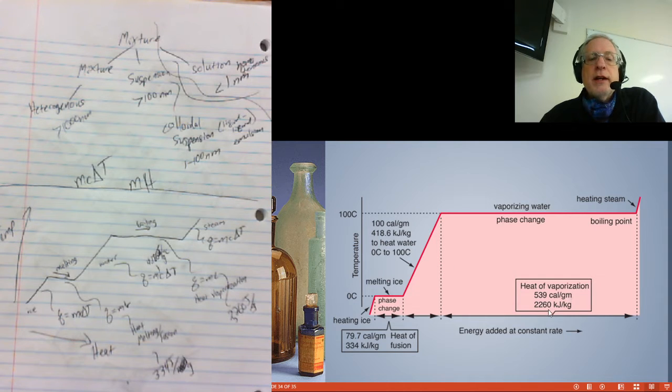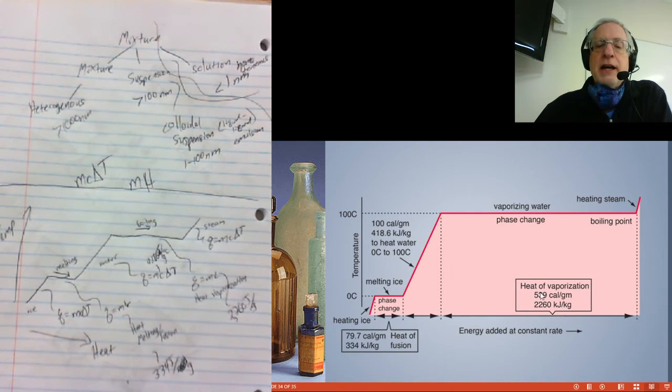Heat of vaporization is very high, 2,260 kilojoules per kilogram or joules per gram. And that's the same as 539 calories per gram. So you can do this in calories or in joules. Point is, it's a lot of energy.